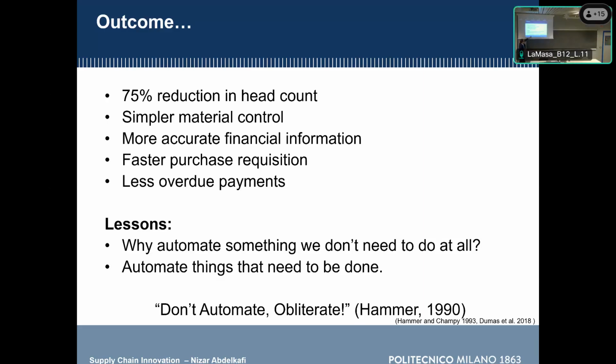And therefore, there was a big wave of business process re-engineering in the 90s. To summarize what Hammer championed in 1993, Hammer said in the 90s, don't automate, just obliterate. Just eliminate the things that you don't need and just focus on the parts of the process that are really, really useful for the organization.